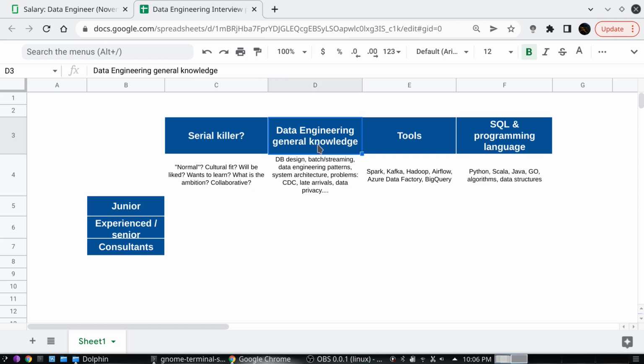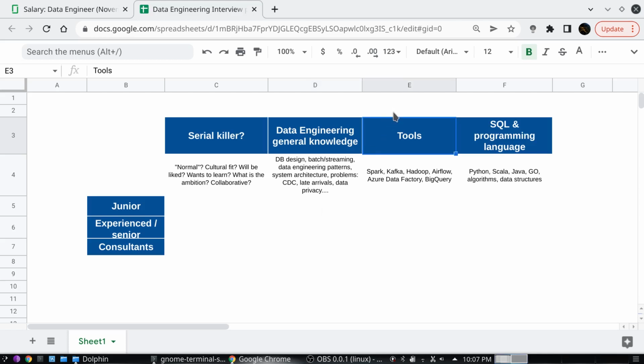Then the next section can be a separate meeting. It will be about your general knowledge of data engineering. What experience do you have? What projects did you do? Do you know the difference between batch and streaming? If you have experience with streaming, what kind of problems did you see? How do you handle late arrivals? What is change data capture?